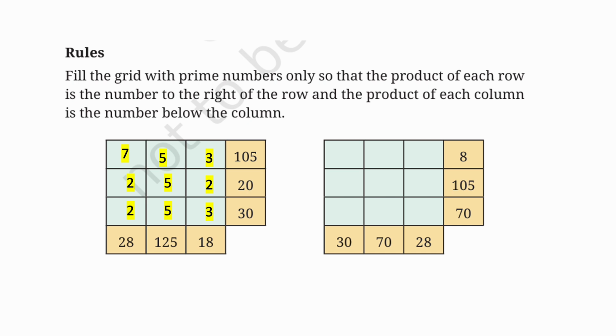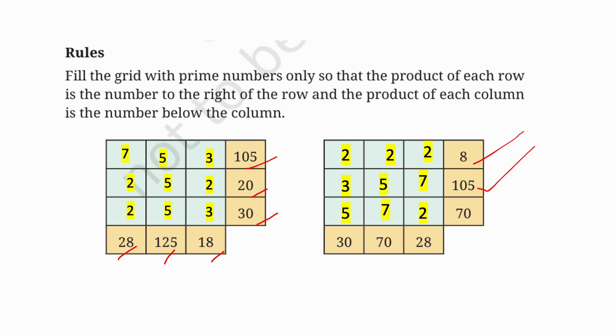See, similarly, the product of each column is the number below the column. 7 into 2 into 2 is 28. 5 into 5 into 5 is 125. 3 into 2 into 3 is 18. The next one, 2 into 2 into 2 is 8. Then 3 into 5 into 7 is 105.